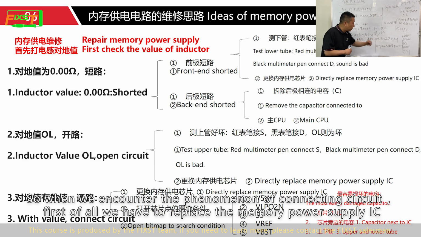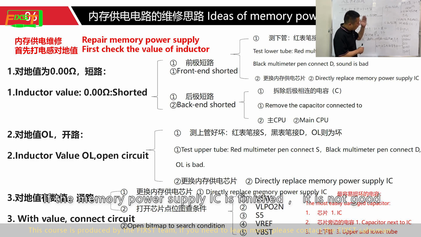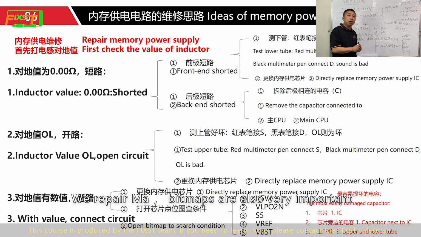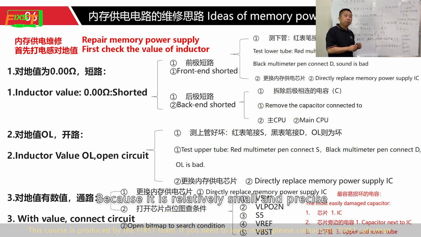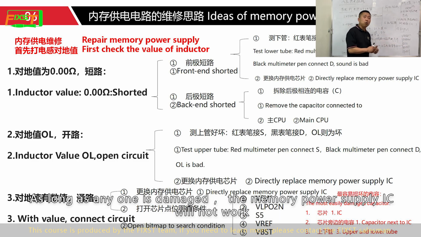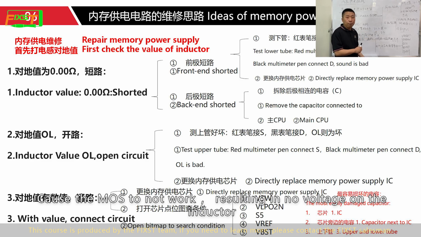So when we encounter the connected circuit phenomenon, first of all, we have to replace the memory power supply IC. There may be a problem in itself. If the memory power supply IC is replaced and it is still not good, at this time we immediately open the drawing, open our schematic diagram and the big maths to check. When we are repairing MacBooks, big maths are also very important because it is relatively small and precise. Open this drawing and check the working conditions of the components connected to the pins of the IC. As long as any one is damaged, the memory power supply IC will not work, resulting in no voltage on the inductor.